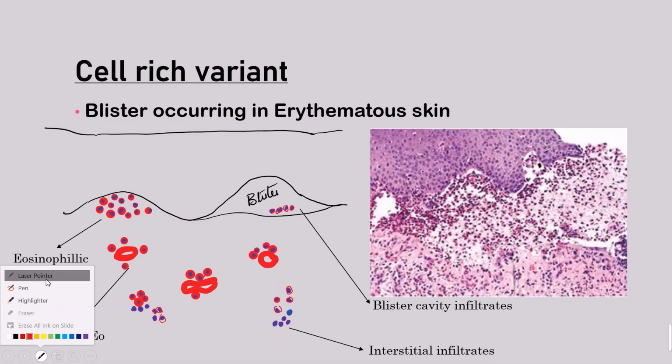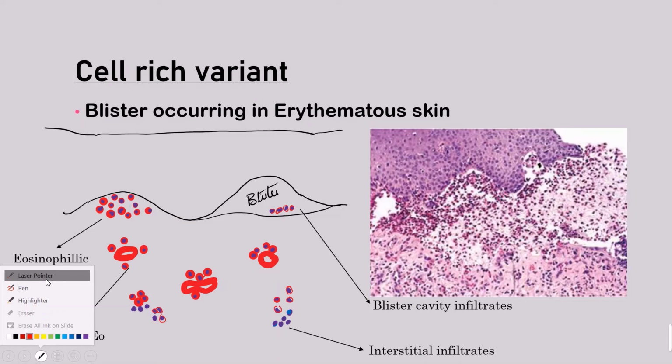So the ancillary studies which I have already told, one is direct immunofluorescence. So the pattern will be as discussed. It will be linear against IgG and C3. And 25% of the lesions will show IgA and IgM linear patterns.